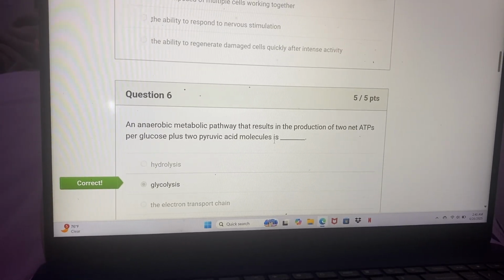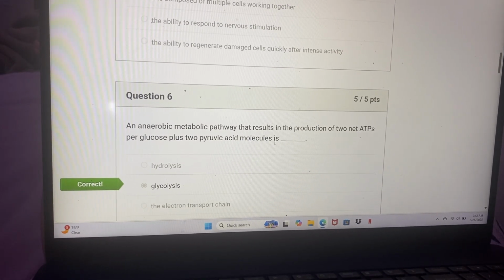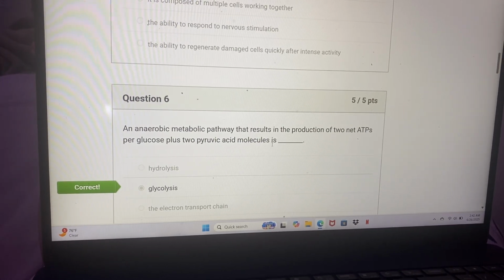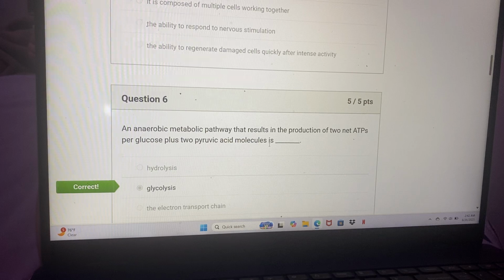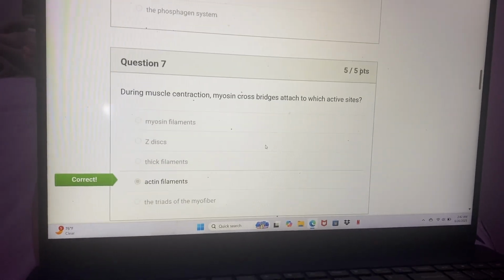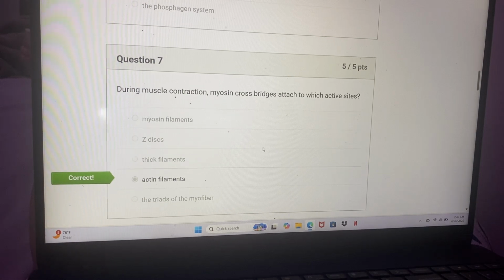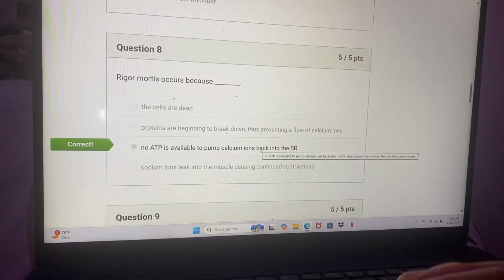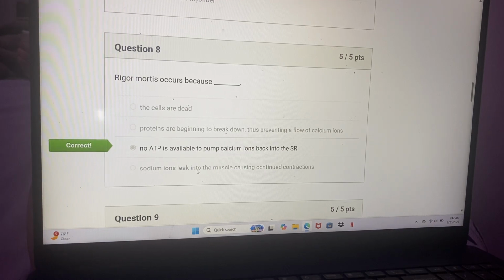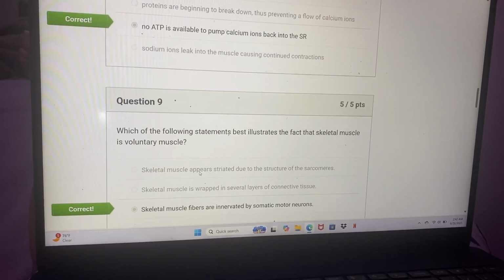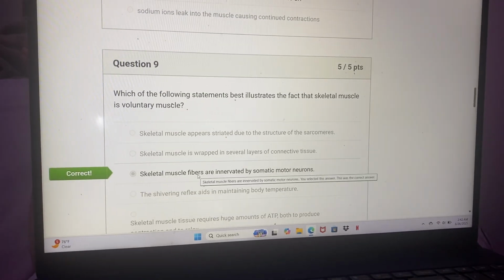An anaerobic metabolic pathway that results in the production of 2 net ATPs per glucose, 2 pyruvic acid molecules, is called glycolysis. During muscle contraction, myosin bridges attach to which active sites? Actin filaments. Rigor mortis occurs because no ATP is available to pump calcium ions back into the sarcoplasmic reticulum.